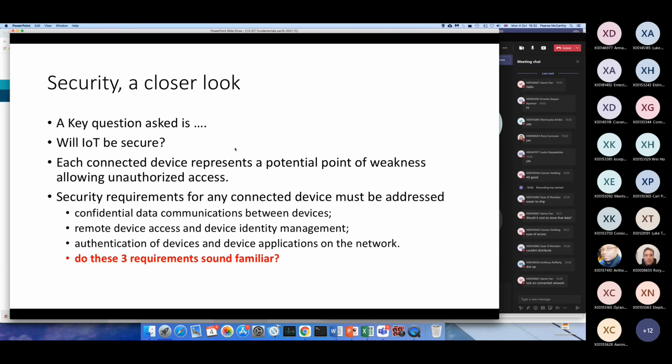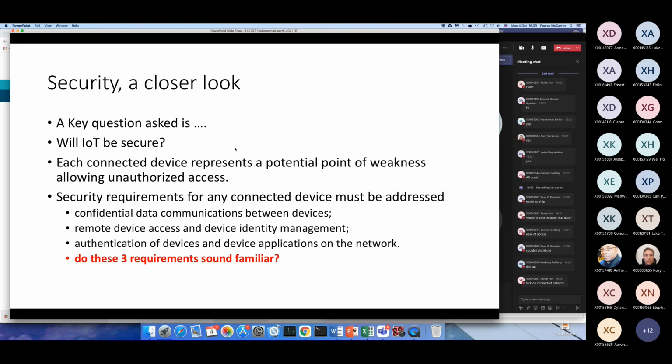So, key question: will IoT be secure? Each connected device represents a potential point of weakness, allowing unauthorized access. What does that mean? Security requirements, any connection must be addressed. What are we trying to achieve if we are trying to make a device secure? We need to have confidential data comms between devices.